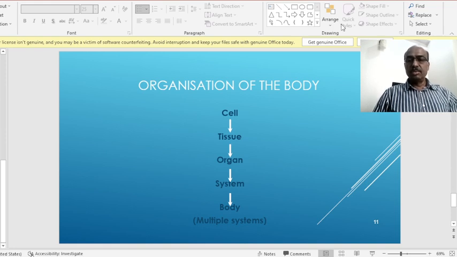Now comes to organization of the body. Friends, you have gone through what is cell. Now a group of cells forms tissue, and a group of tissues forms an organ, and a group of organs forms a system, and comprising all this is our body. So our body has multiple systems like nervous system, respiratory system, cardiovascular system, excretory system, reproductive system, and so on.